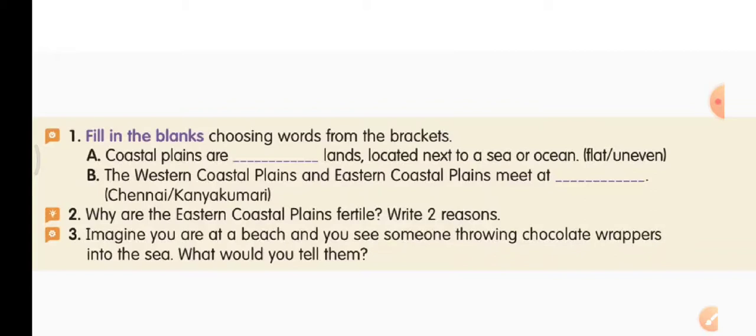Second question. Why are the eastern coastal plains fertile? Write 2 reasons. The eastern coastal plains are fertile because many rivers flow from the plateau region towards the coast. So these rivers bring silt, which makes the soil fertile. Third question. Imagine you are at a beach and you see someone throwing chocolate wrappers into the sea. What would you tell them? I would tell them not to do like that because waste pollutes the seawater and it harms the sea animals.